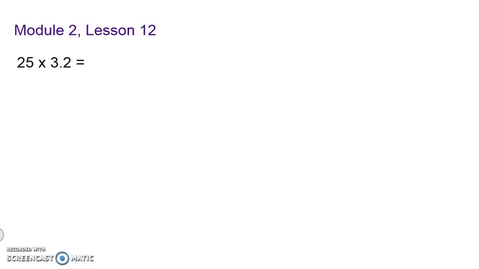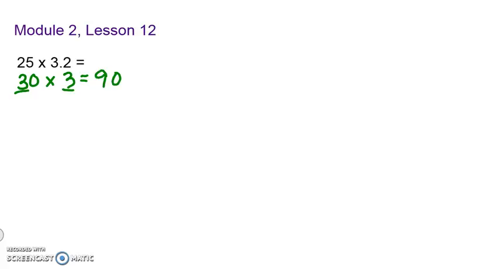Starting with my first equation, 25 times 3 2/10, I'm going to make an estimate. 25 is about 30, and 3 2/10 is about 3. So I know my product should be about 90.